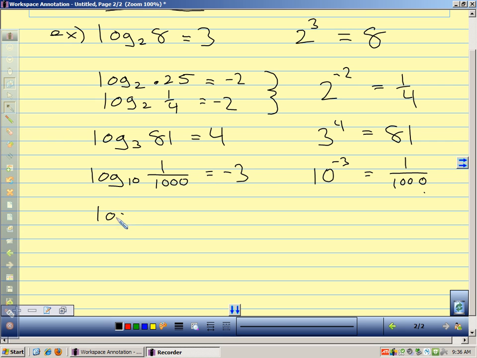Let's look at log base 16 of 8 equals 3/4. That tells us that the power of 16 that gives us 8 is 3/4. So in exponential form, this would be 16 to the 3/4 equals 8.